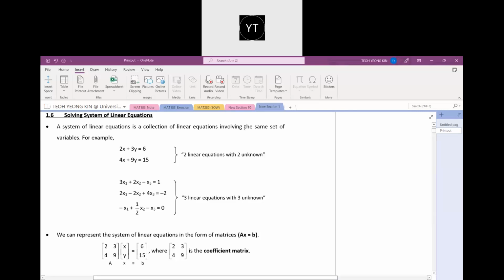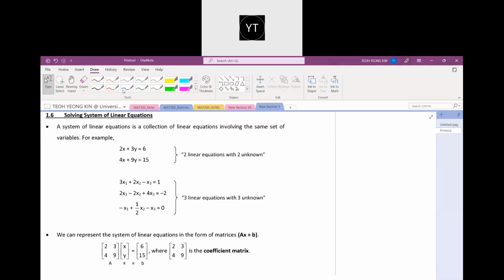So involving the same set of variables, for example, let's say you see this one, 2x plus 3y is equal to 6. A second equation is 4x plus 9y is equal to 15. You can notice that the degree of x and y are 1. So kuasa x dan y adalah 1. Ini adalah linear. So we know this as two linear equations. Why? Because we have two equations, two linear equations with two unknowns.